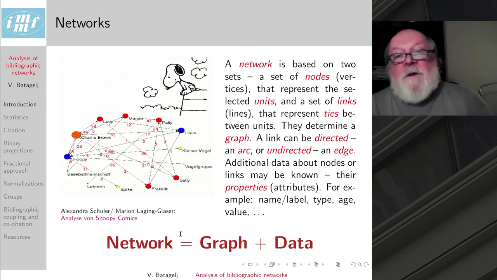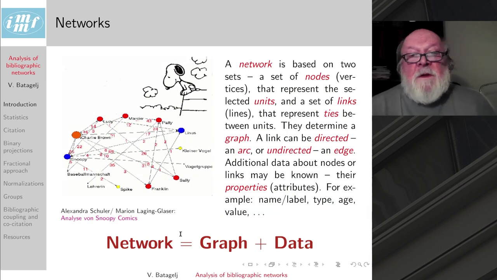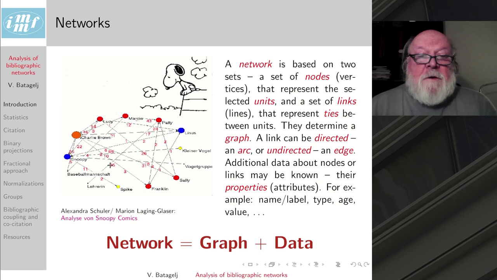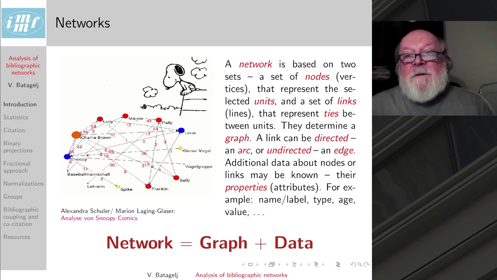So let's start with the notion of a network. Here we have a very simple network that was constructed many, many years ago, but it displays the basic notions related to networks. So a network is based on two sets. The set of nodes, these are represented by circles on this picture, and links, these are the lines linking different nodes.